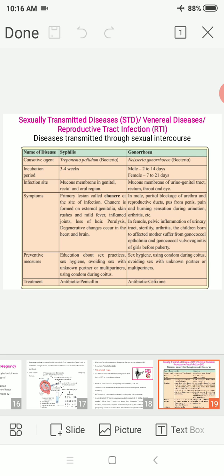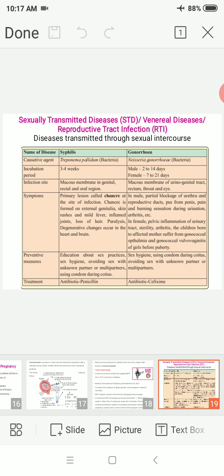In gonorrhea, in males, there is partial blockage of the urethra and reproductive ducts, pus from the penis, pain and burning sensation during urination, arthritis, etc. In females, pelvic inflammation, inflammation of the urinary tract, sterility, arthritis, and children born to affected mothers suffer from gonococcal ophthalmia, and gonococcal vulvovaginitis in girls before puberty.